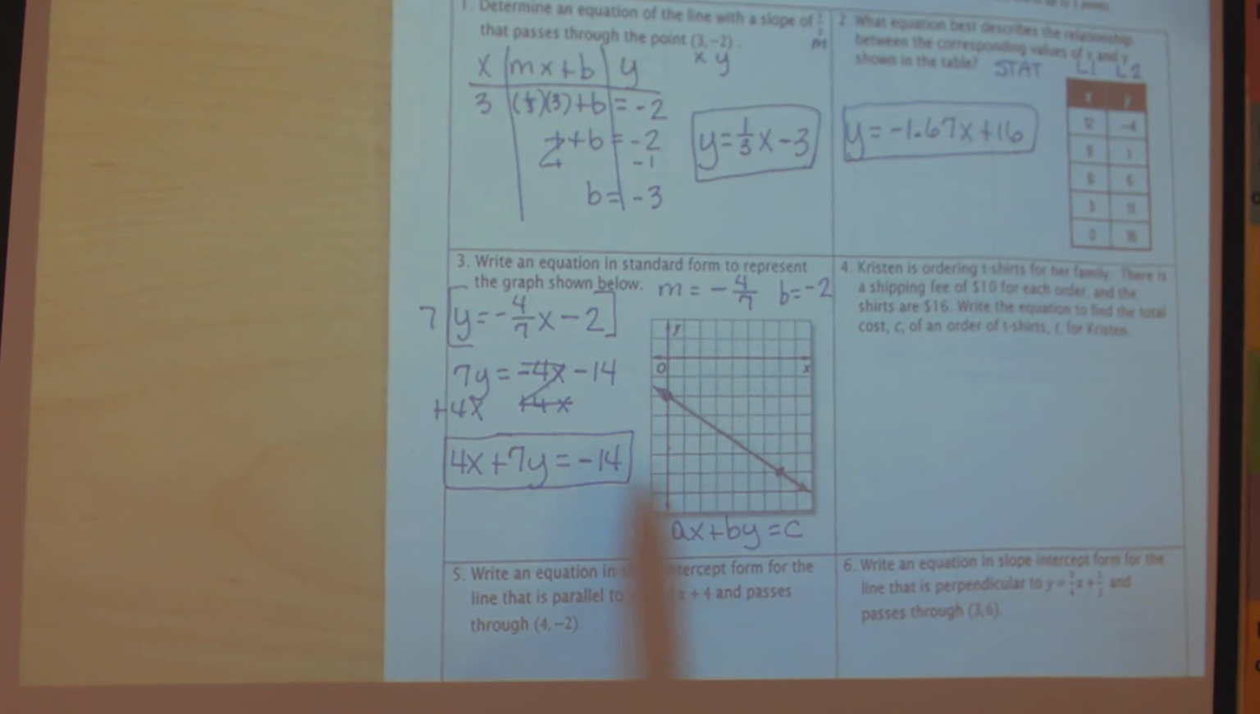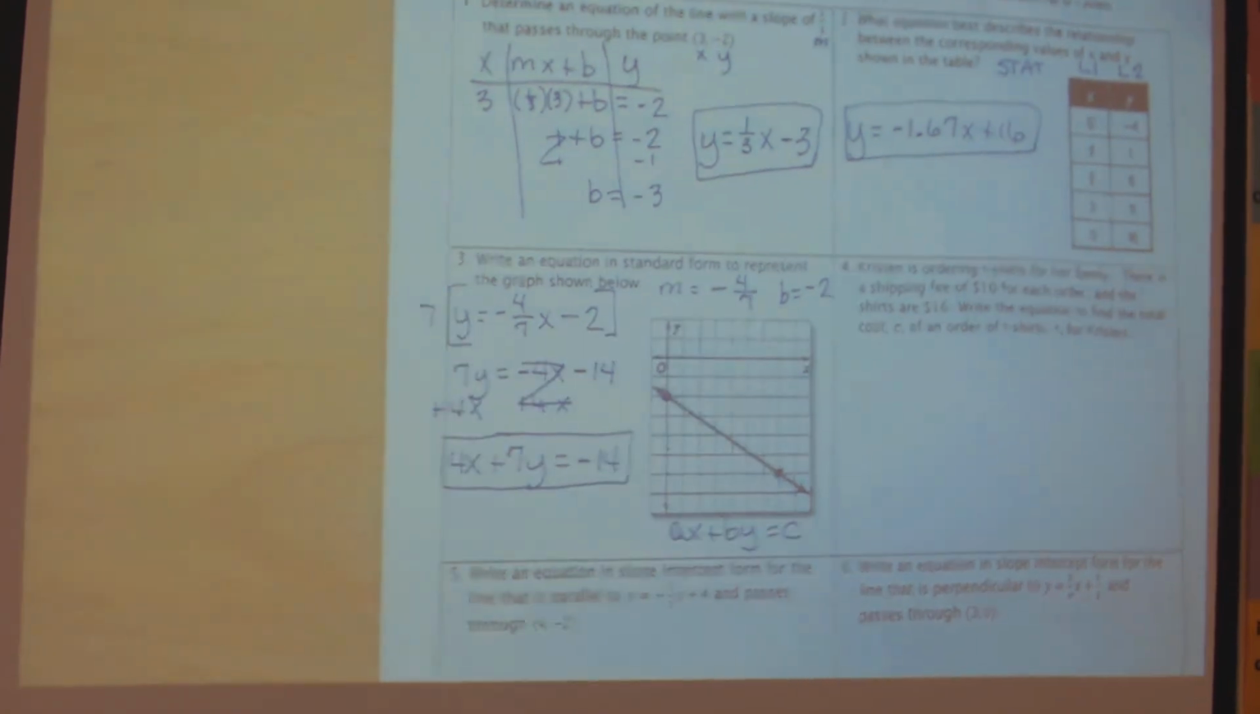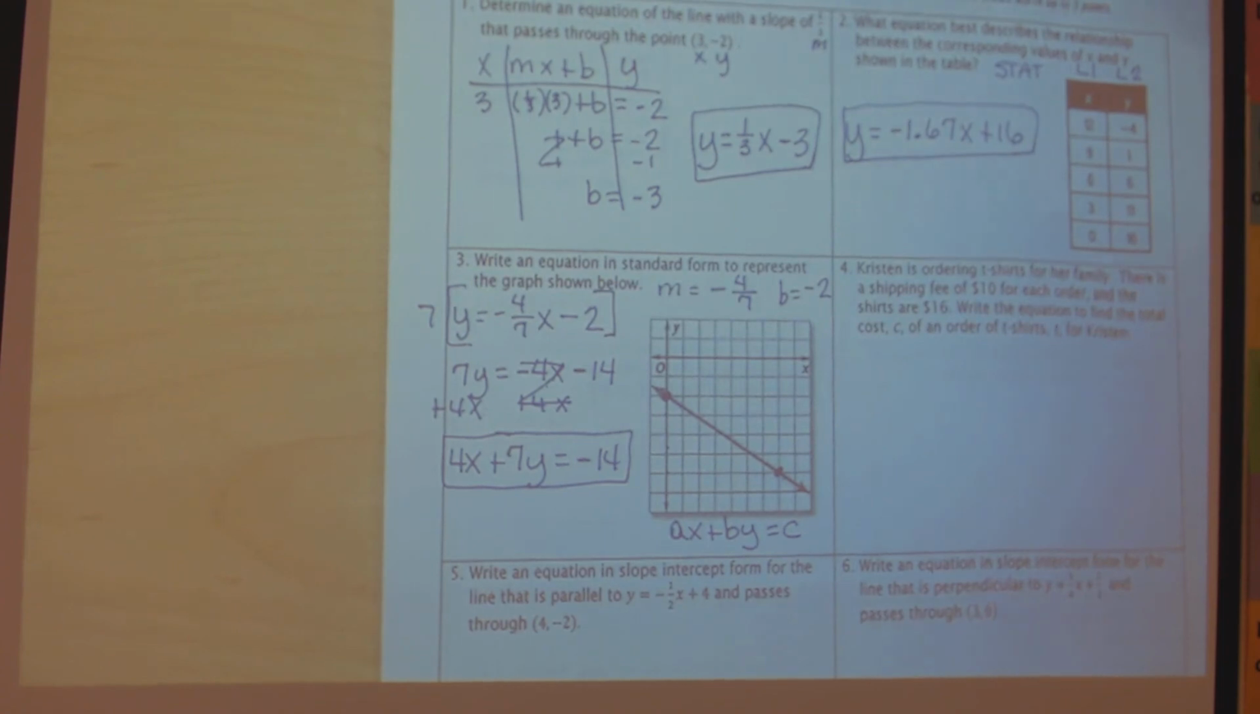There cannot be any fractions when you are writing something in standard form, so you might as well go ahead and get rid of the denominators now. And so 4x plus 7y equals -14 is our standard form for this one.